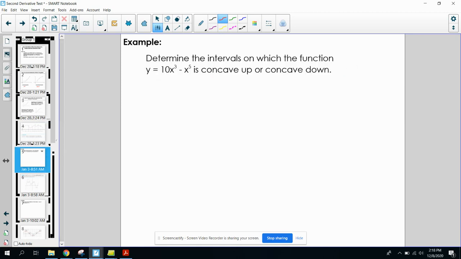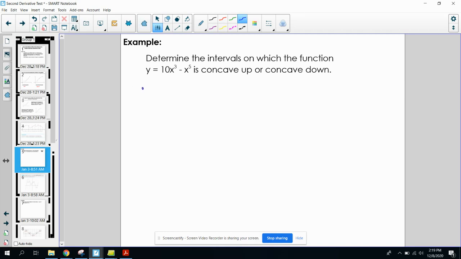So here's an example. Determine the intervals on which the function y equals 10x cubed minus x to the fifth is concave up or concave down. Again, we're going to use the same method that we used when we did the intervals of increasing and decreasing with the first derivative. We just need to make sure that we remember that increasing and decreasing goes with the first derivative, concavity goes with the second derivative. So since I'm dealing with concavity here, I have to find the second derivative.